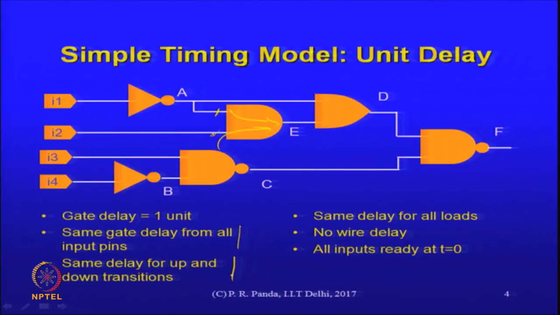Same delay for both low to high transitions and high to low transitions, that too need not be the case in general. Same delay across all the loads, that of course is not true in general. There is no wire delay. So, lots of things are simplified here just so that we can put up the most basic algorithm. And the other thing is all the inputs are ready at a particular time, time equal to 0. That also might not be true in general. If it is not true, then you could exploit that to perform a more aggressive timing analysis.